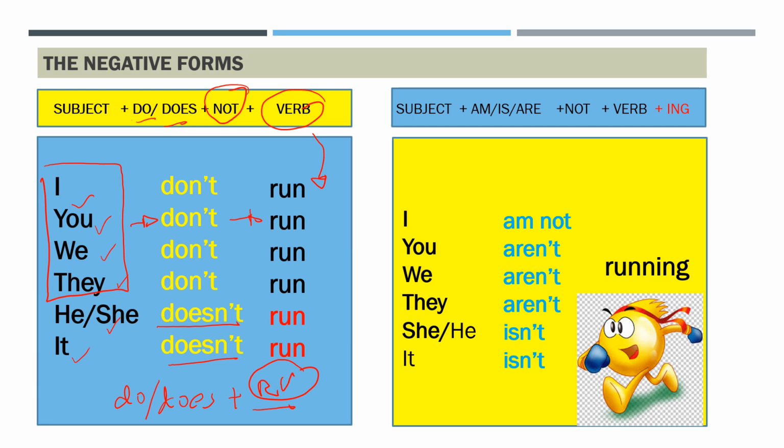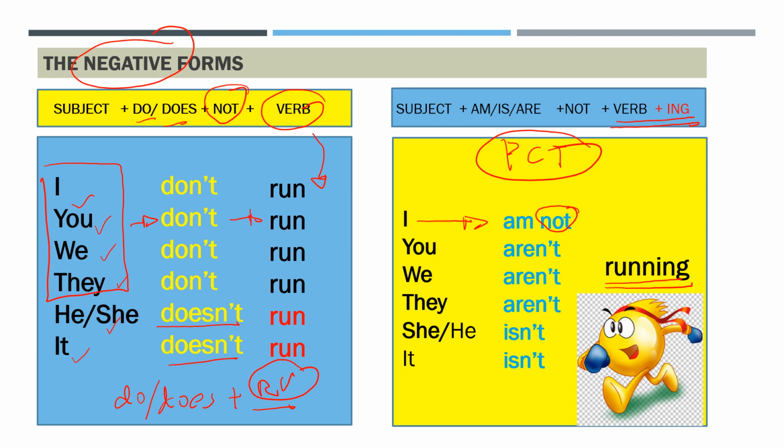Okay, next one for our present continuous tense. Let us look at this one. Subject remain: I, you, we, they, she, he, and it. But here we are going to use am, is, or are. I is special, am. We just add not because we are talking about negative form. I am not, but it needs to be followed by verb plus ing.